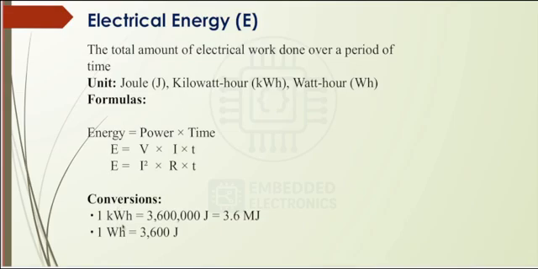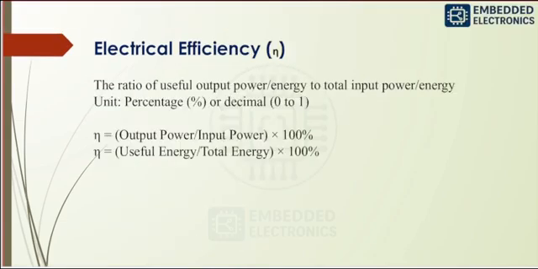Conversions. 1 kilowatt hour means 3.6 megajoule. Mega means 10 to the power 6. 1 watt hour means 3600 joule.